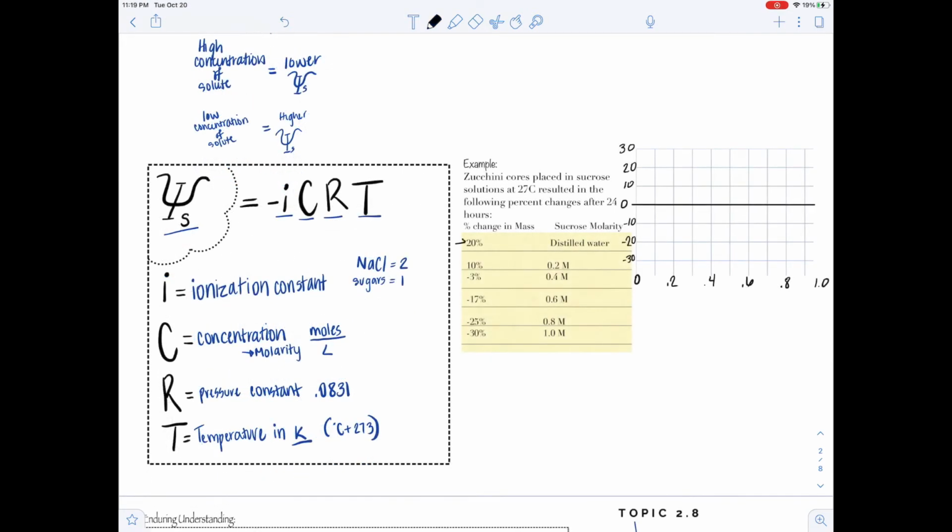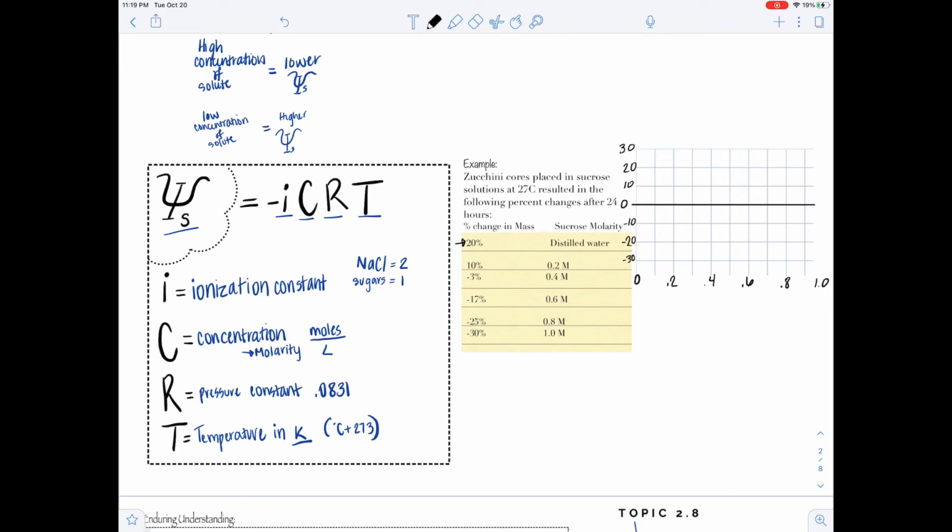So let's look at a practice problem. This is a very commonly used lab in AP Biology where you're studying vegetable cores, and you're going to put them in sucrose solutions, and you're going to measure the percent change, or the change in mass, in the vegetable after having been left in sucrose for 24 hours. The concept is that we're going to have osmosis happening within those cores over the span of the 24 hours.